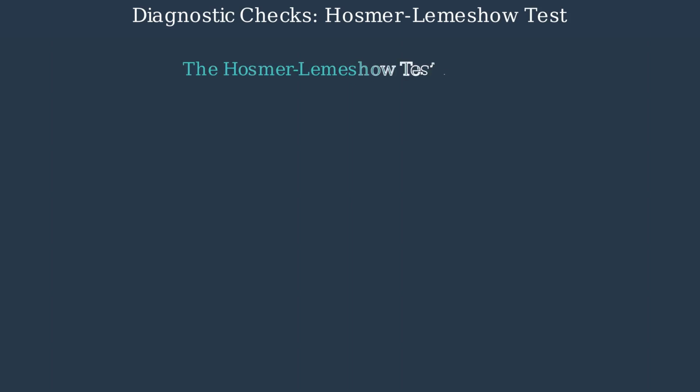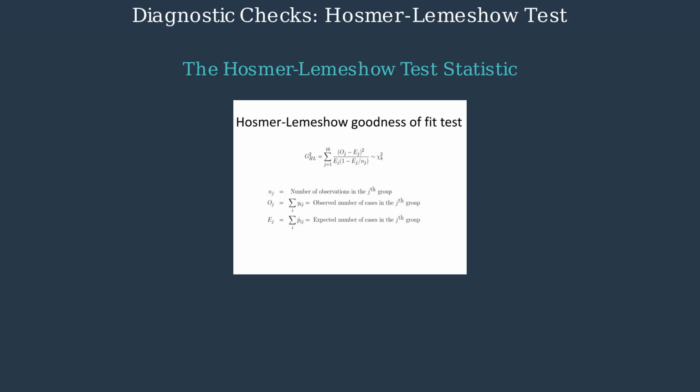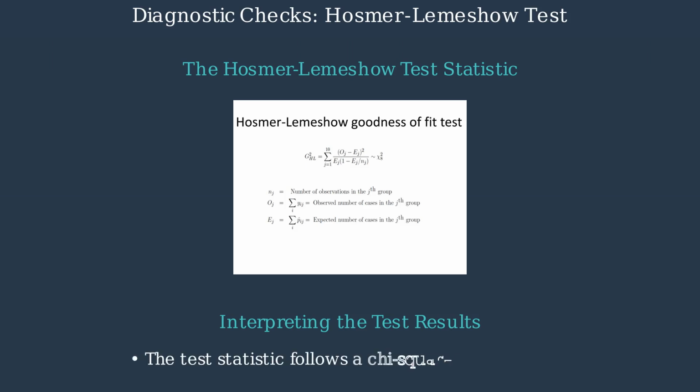The Hosmer-Lemeshow test statistic is calculated using a formula that compares observed and expected frequencies across all groups. The resulting test statistic follows a chi-square distribution with degrees of freedom equal to the number of groups minus 2. The null hypothesis is that the model fits the data well, meaning there's no significant difference between observed and expected values. If the p-value is greater than 0.05, we fail to reject the null hypothesis, suggesting the model has good fit. But if the p-value is less than 0.05, we reject the null hypothesis, indicating the model has poor fit.